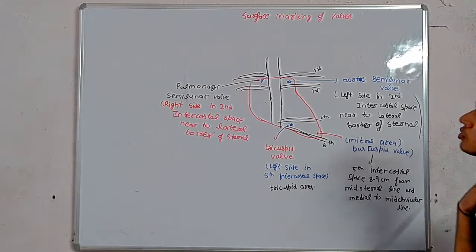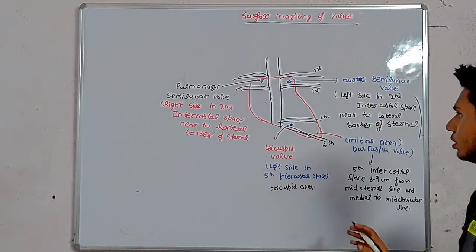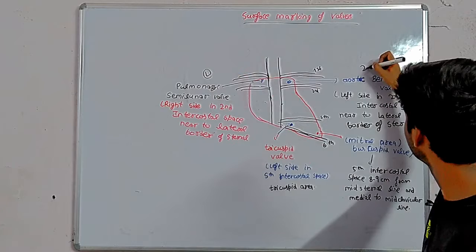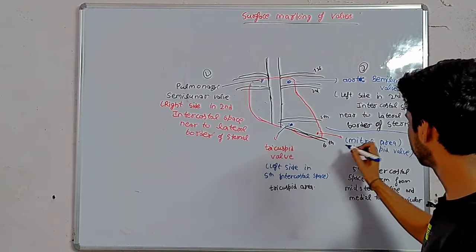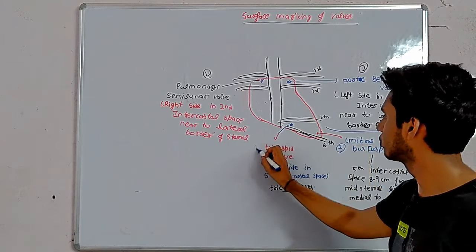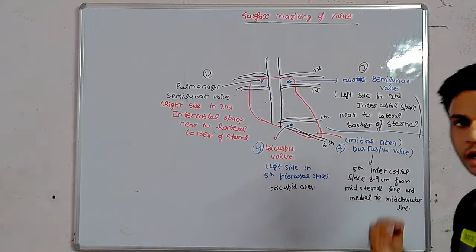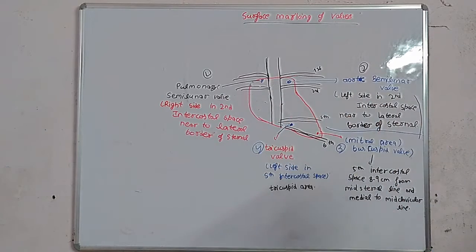Then this is the whole surface marking of the valves of the heart. Note this. These are 4: 1, 2, this is 3, and this is 4. These are the 4 important markings. From here we can hear the heart sounds using a stethoscope, the valve sounds basically.